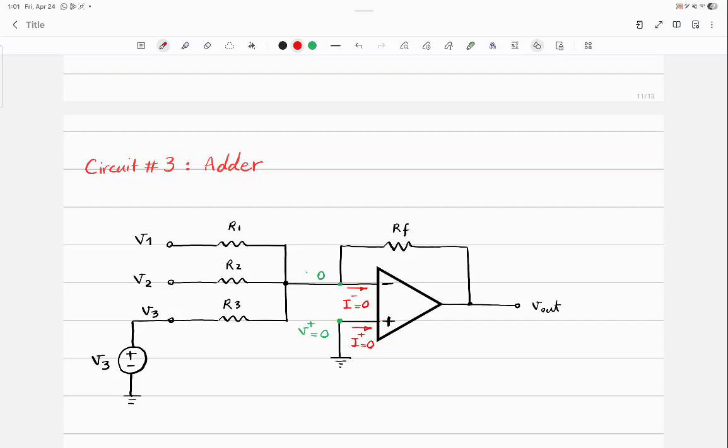Now, do you understand where the name operational amplifier comes from? Because it actually can do operation on signals. This is one of them, adding. Okay? Any problem?